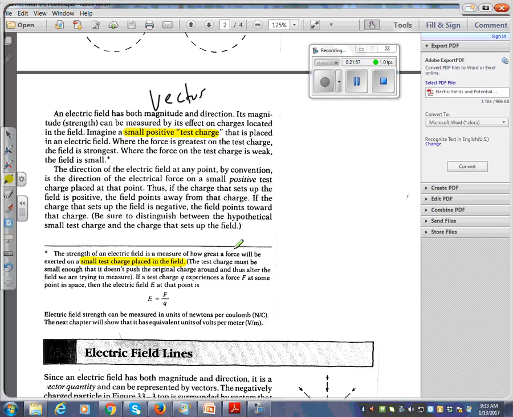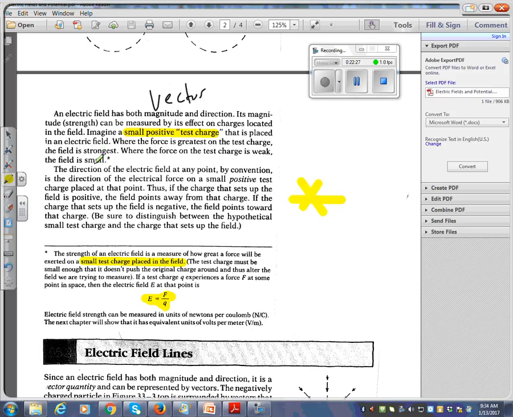If a test charge q experiences a force F at some point in space, then the electric field at that point is E equals F over q. So in other words, you have to use a really tiny charge to measure the electric field, and it has to be so small that it doesn't affect the other one. Okay, it's like using a ping pong ball to measure the Earth's gravitational field. It's really small. Now, this is important here. Star beside this.